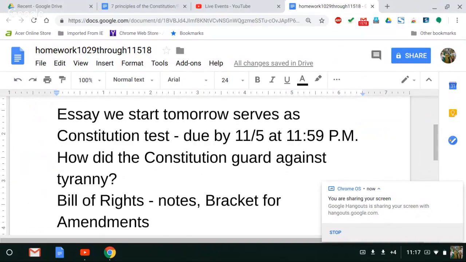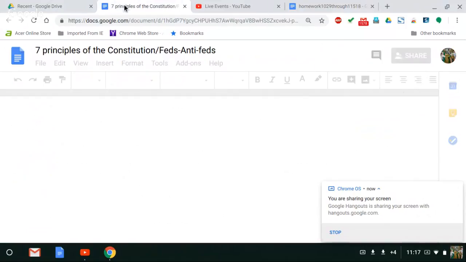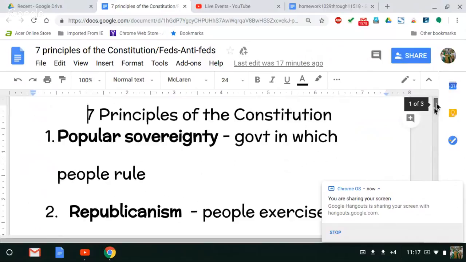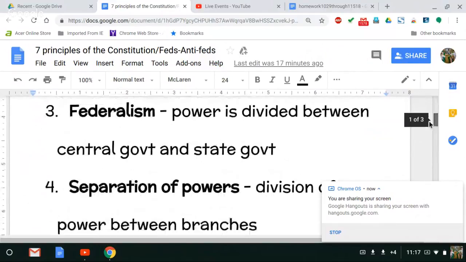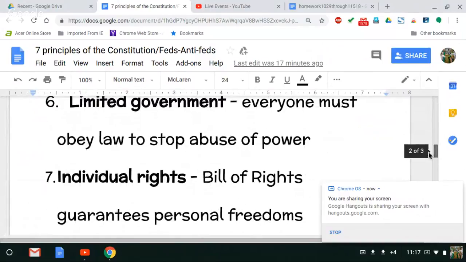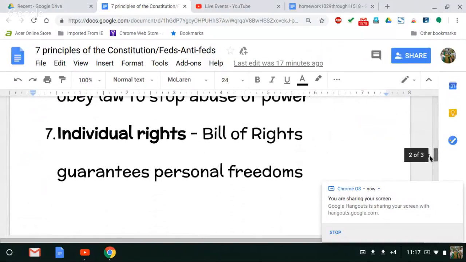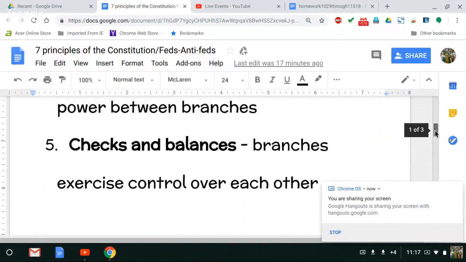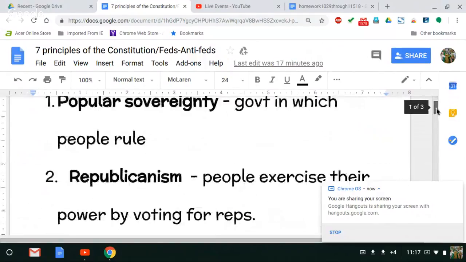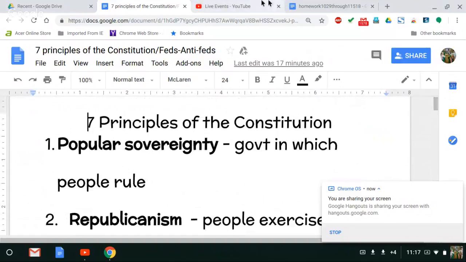So that's it. The notes for the 7 principles of the Constitution is a file that you can request if you were absent. We took basic notes on the 7 principles of the Constitution, because it kind of shows some things you can mention in your essay. And then we will obviously pre-write a little bit together before we start the essay on Tuesday. That's it.